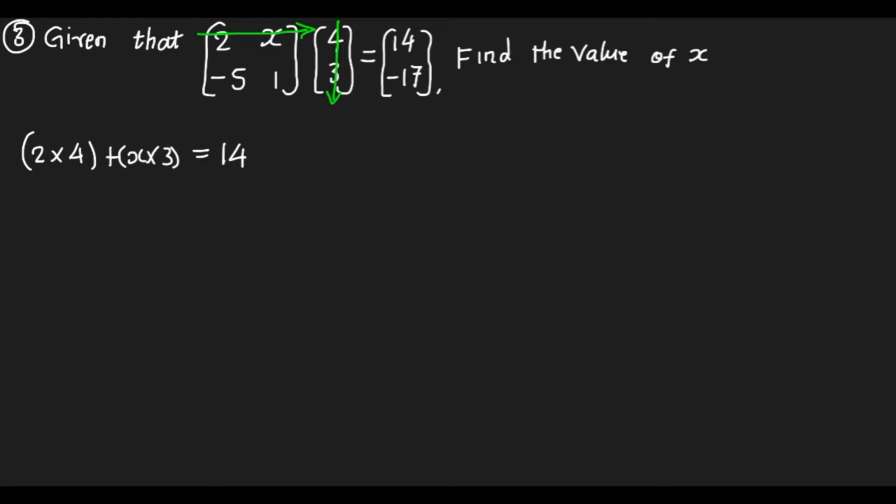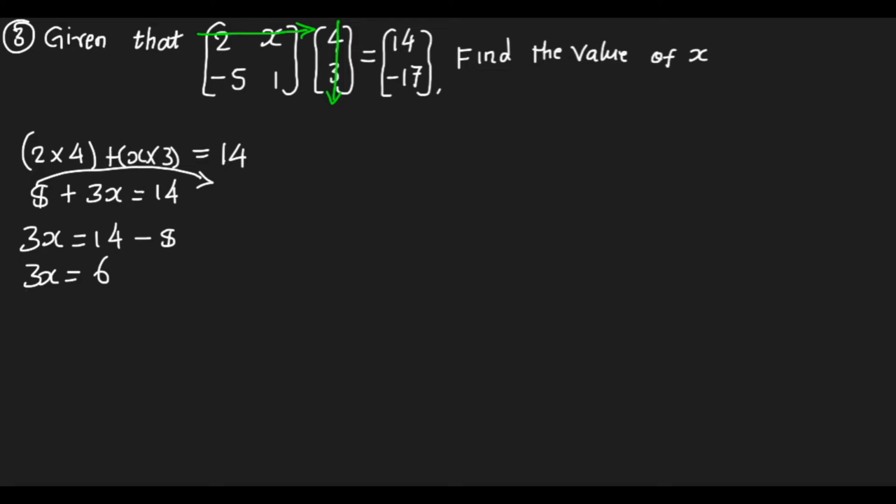Then 2 times 4 is 8. 3 times x, that is just 3x, is equal to 14. So if we collect the like terms, the 8 will move to this side, leaving us with 3x is equal to 14 minus 8. 3x is equal to 14 minus 8, which is 6. So for us to find the value of x, we can divide both sides by 3. Then we can see that now the value of x is equal to 2.